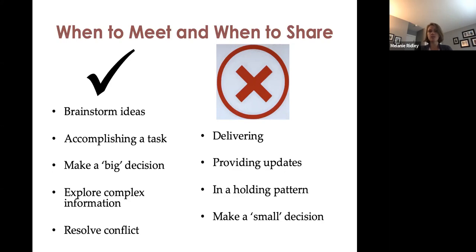But when you're thinking about ways just to deliver information and updates, providing updates may not be the best thing to do in a meeting. It might be more appropriate to send that out via an email or a report. If your project is in a holding pattern, it's okay to cancel meetings and say, we'll reconnect once we're back on track or things are moving again. And when you need to make a small decision, that might be more effective to do via email through a vote than convening the team. So really think about when you need to meet and when it's okay not to meet and to do your information sharing through other ways.